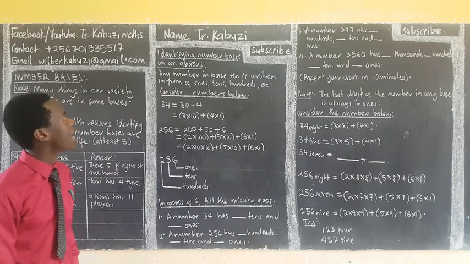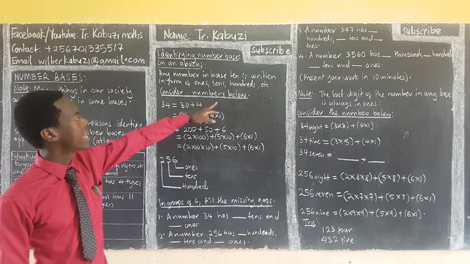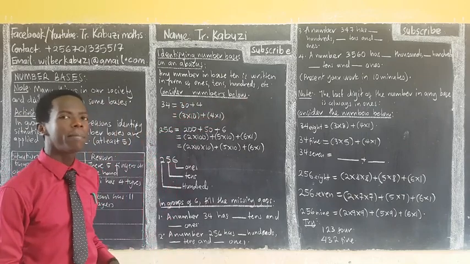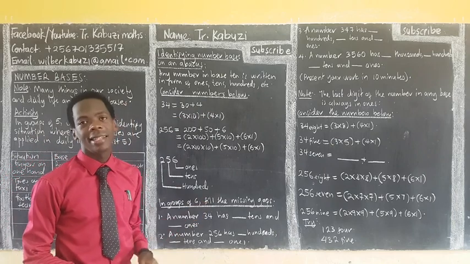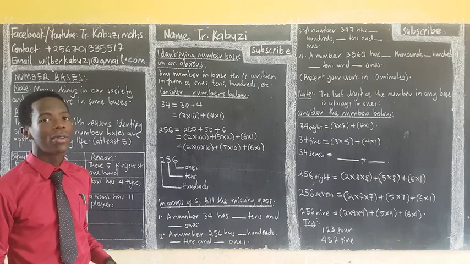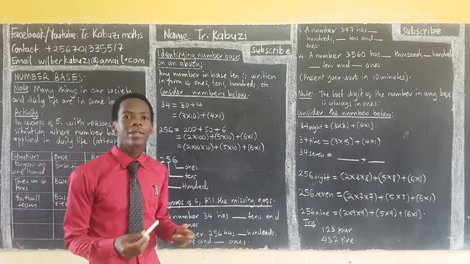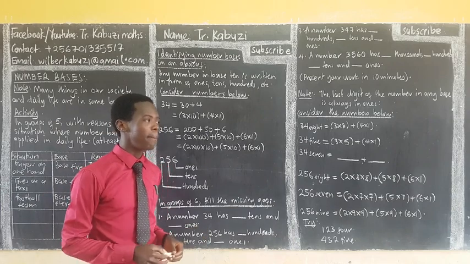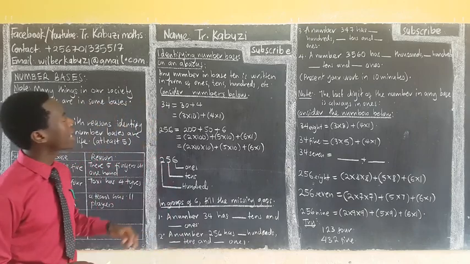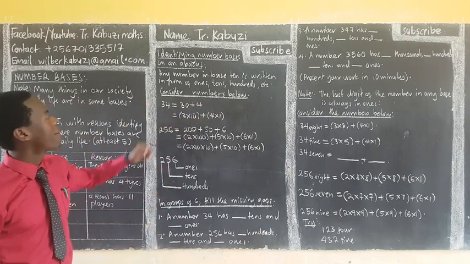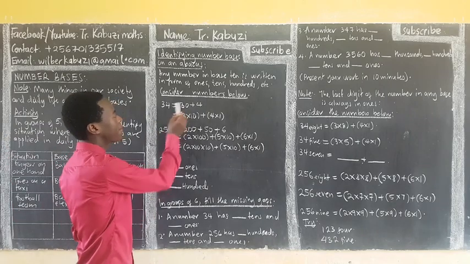Identify numbers on an abacus. Any number in this script is written in the form of ones, tens, hundreds, etc. I think from primary school, remember when teachers were telling you about ones, tens, hundreds, thousands, and so on. So any number is listed that way. But the question is, where are the numbers listed? What is going to happen when we have numbers in places other than base 10? Consider the numbers below. We have 34. You know that this 34 is the same as 30 plus 4.